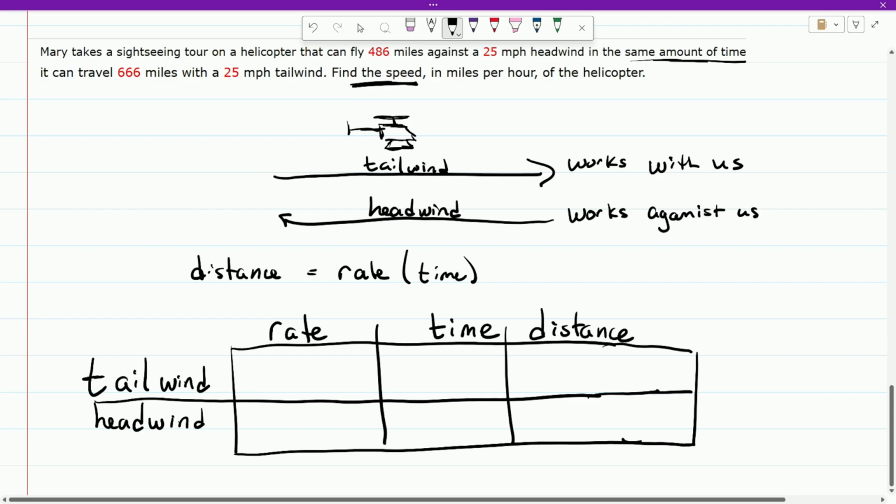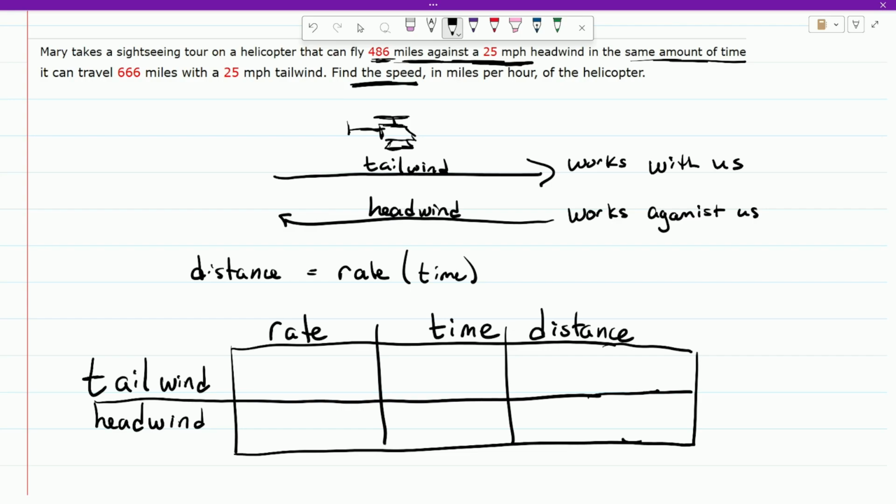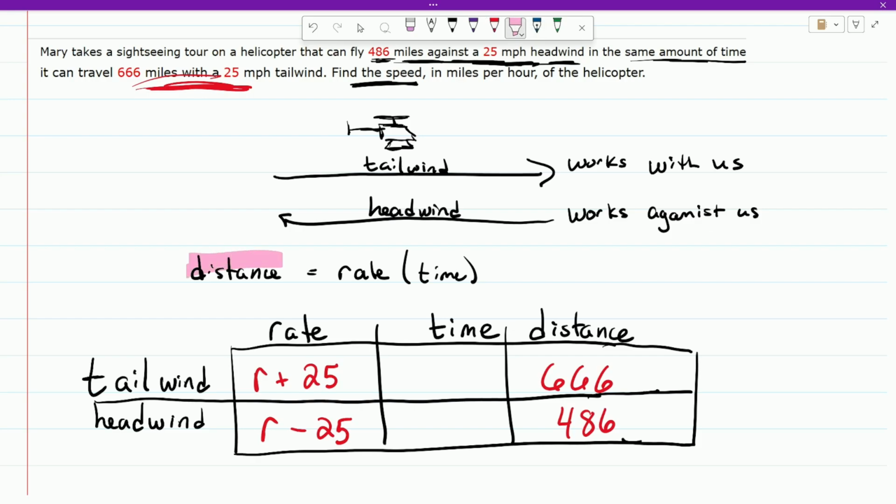Okay, so we know the helicopter flew 486 miles against the 25-mile-per-hour headwind. So 486 goes here. And the rate is going to be R minus 25 because we're working against, so the wind is actually pushing against us. For the tailwind, 666 miles, and we're doing that with a tailwind. So R plus 25.